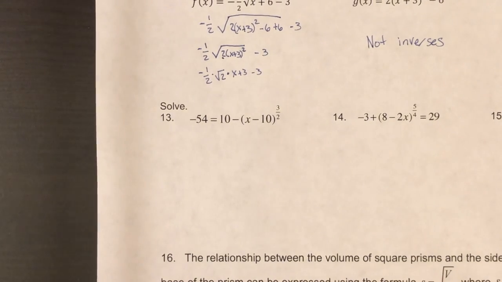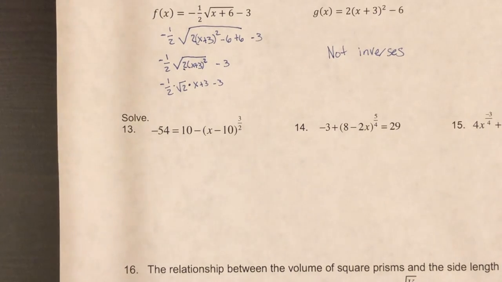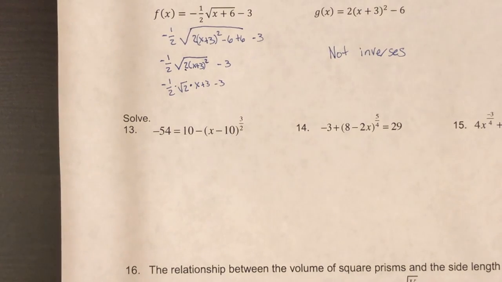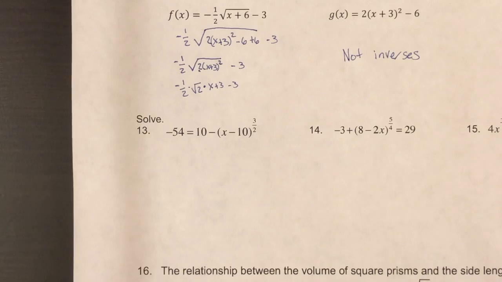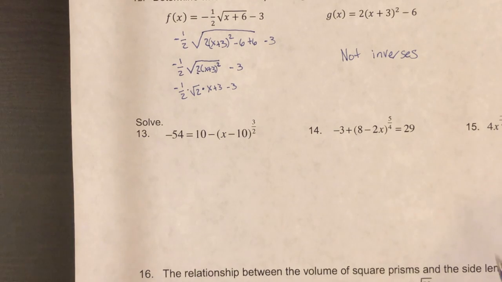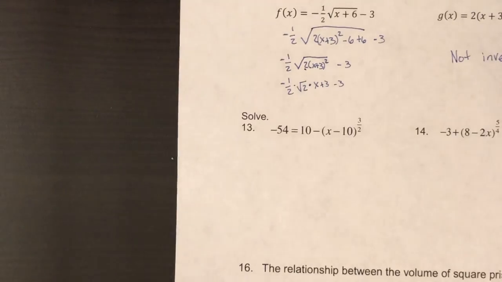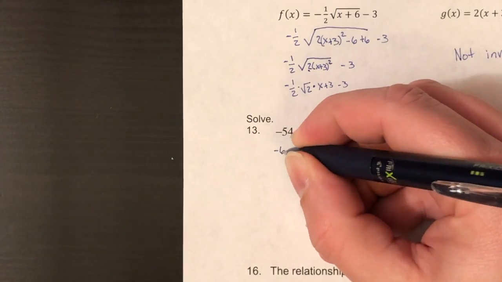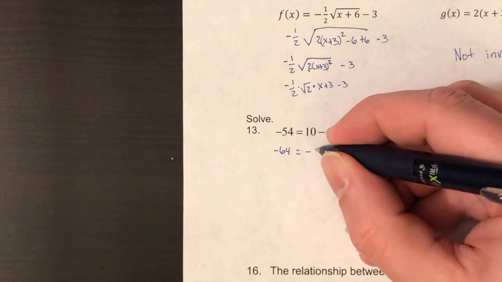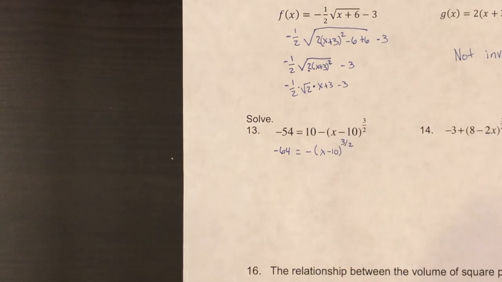Okay, 13, 14, and 15. We're solving, and these are instances of rational exponents. So I need to get what is being put to this fractional power. I need to isolate that. So here, I'm going to subtract 10 from both sides. So I've got negative 64 equals negative x minus 10 to the power of 3/2.